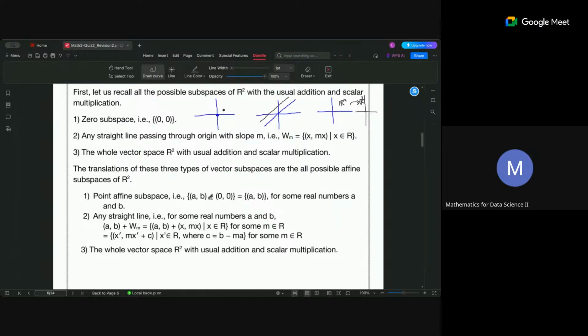Here you see that any point (a, b) is an affine space. And any straight line, not necessarily passing through the origin, is an affine space. And the whole space R2 is an affine space.